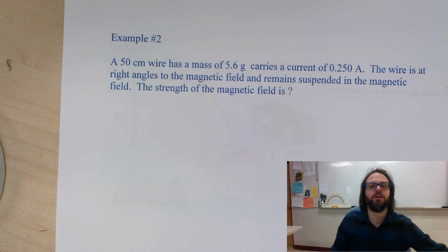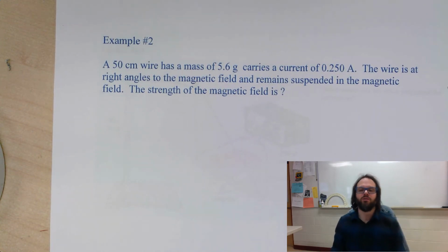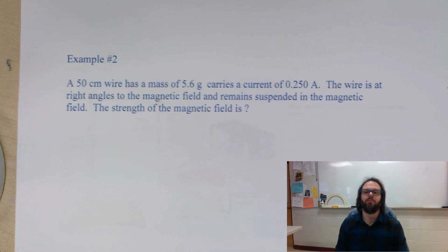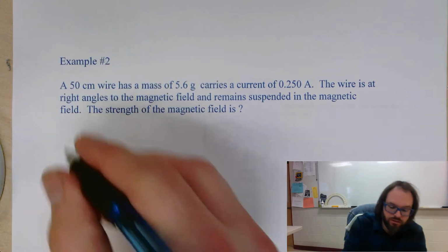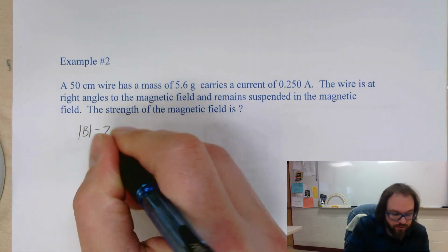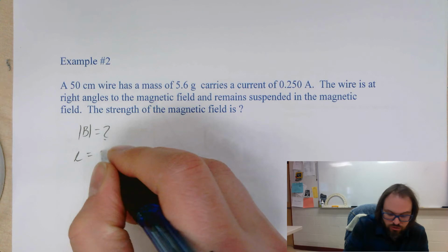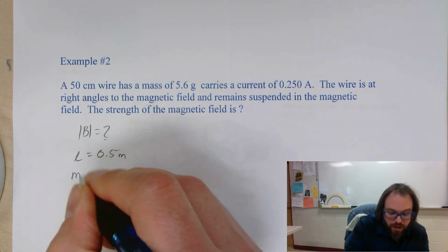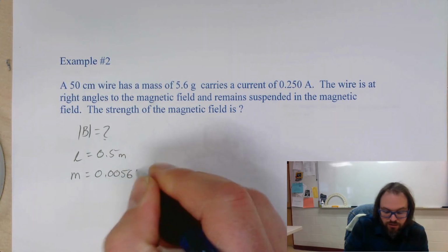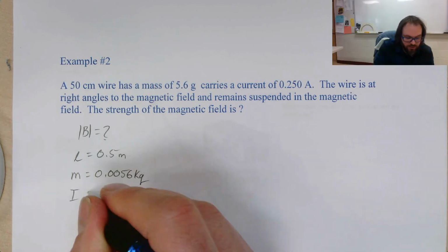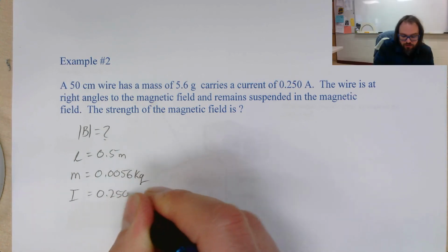Now let's take a look at my next question. In this case, I have a 50 centimeter wire with a mass of 5.6 grams that carries a current of 0.25 amps. The wire is at a right angle to a magnetic field and remains suspended in the magnetic field. What is the strength of the magnetic field? We're trying to figure out my magnetic field strength. We know my length of the wire is equal to 0.5 meters. We know my mass, which must always be in kilograms, is 0.0056 kilograms. I know my current is equal to 0.250 amps.